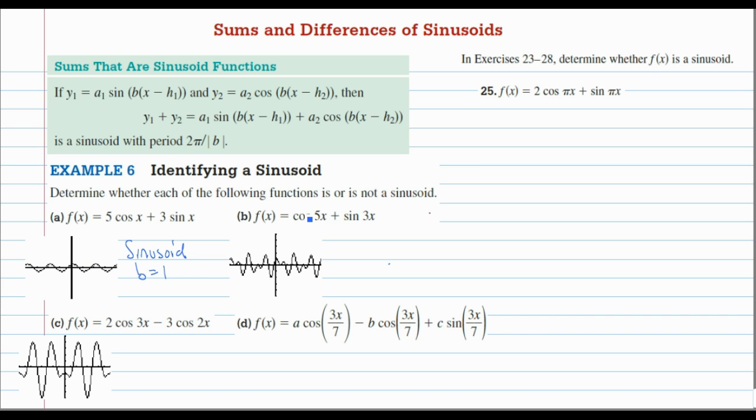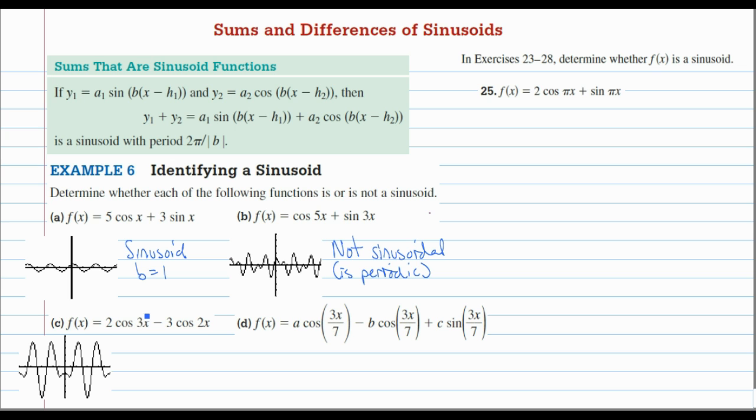Now, for example 6b, this definitely does not represent a sine curve. It's periodic, it has some repetition, but it does not represent a sine curve. It is periodic, not sinusoidal. You notice the B value in the cosine part of this function is 5, but the B value in the sine function is only 3. So this is not sinusoidal. It is periodic. Just a good observation to make.